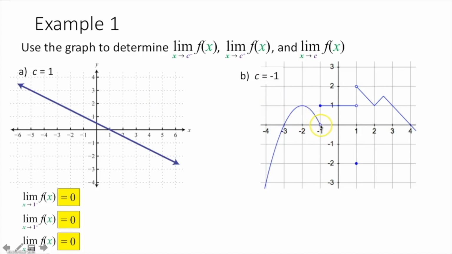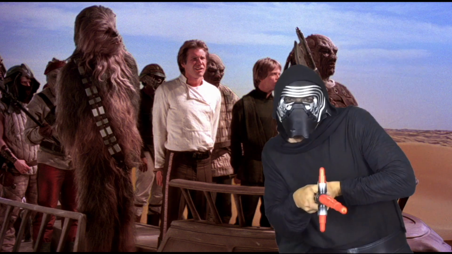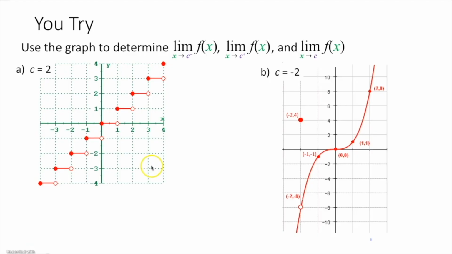Over here, -1. So the limit as x approaches -1 from the left is going to be a y value of 0. The limit as x approaches c from the right side is going to be a y value of 1. Therefore, these two y values are not equal, so the limit as x approaches -1 of f of x does not exist. You try.